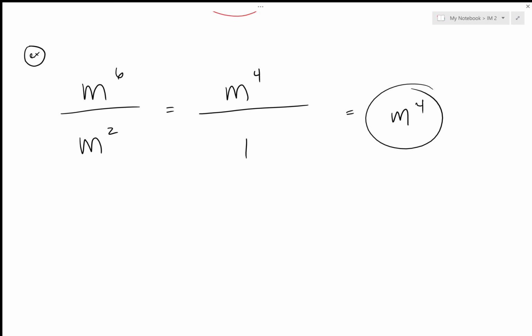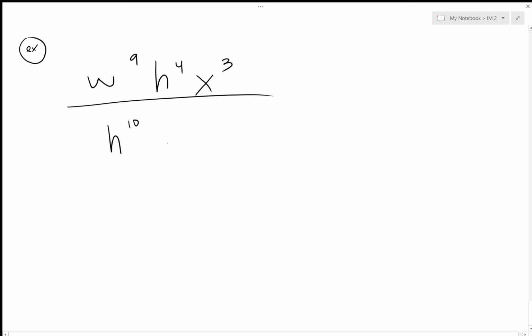So let's get a little bit more advanced with these problems. Let's say we have w to the 9, h to the 4, x to the third over h to the 10, w to the third, x to the 0. It's a division problem. It's a quotient problem. So anytime I see this, I'm going to draw this division bar again.